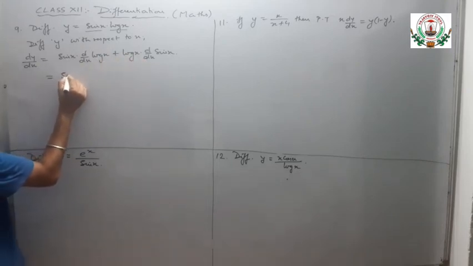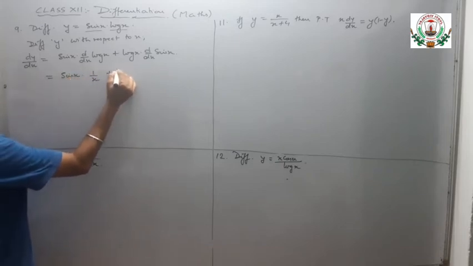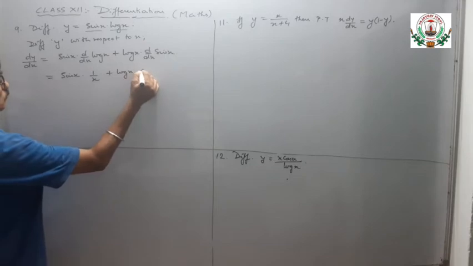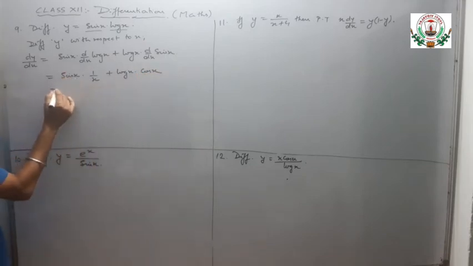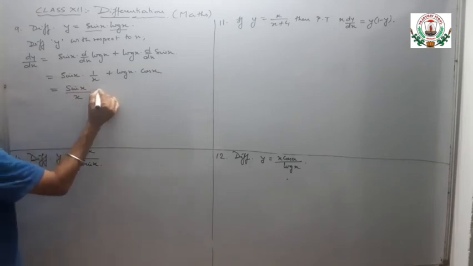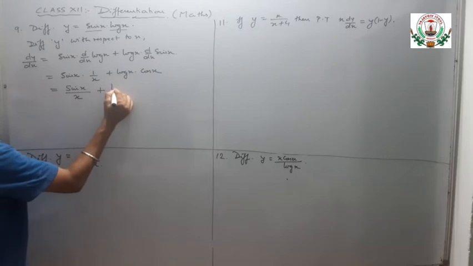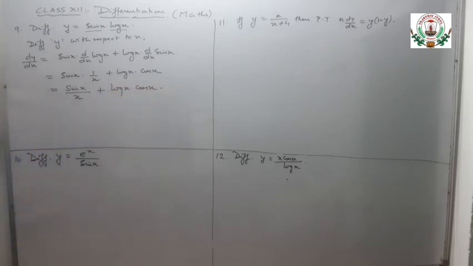So sin x into 1 by x plus log x into cos x. Don't cancel out this x and this x. This will become, in the next step, sin x divided by x, plus log x into cos x. That will be our answer.